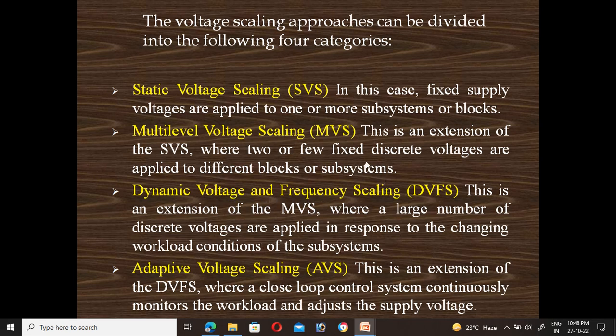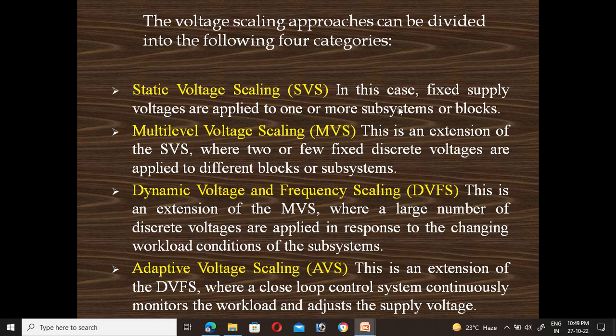First, coming to the static voltage scaling point of view. In this case, a fixed supply voltage is applied to one or more subsystems or blocks. That means in this case, we are applying some fixed voltage to the corresponding blocks. But you may have some doubt: how can you decide that fixed voltage?